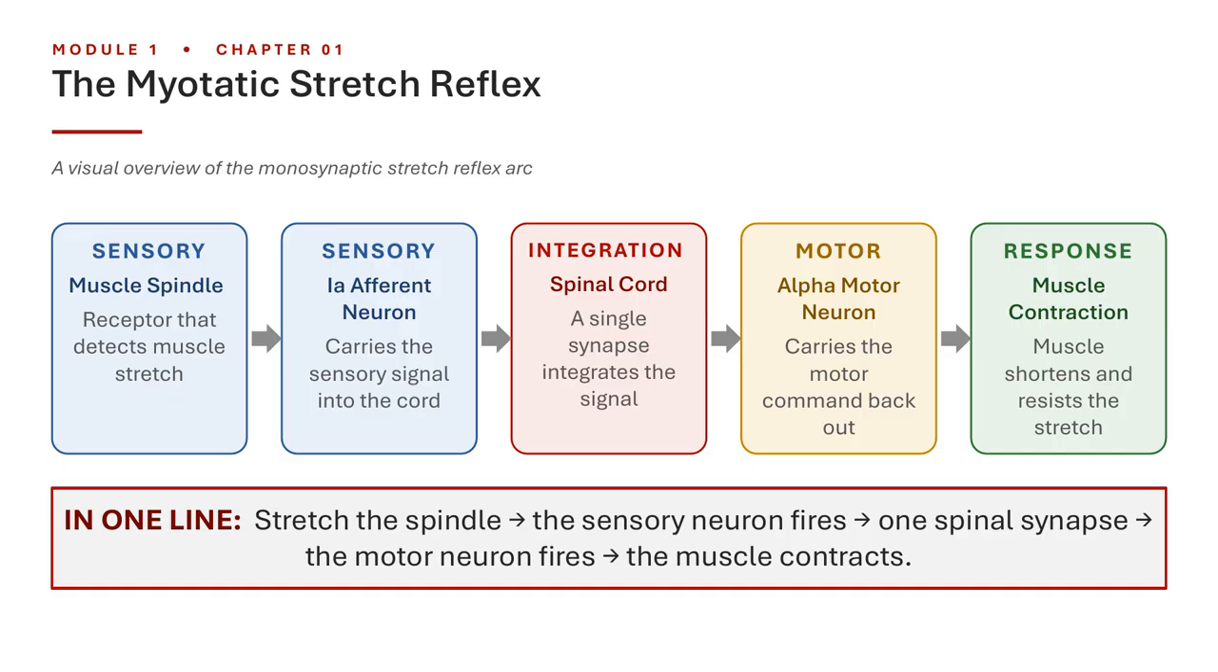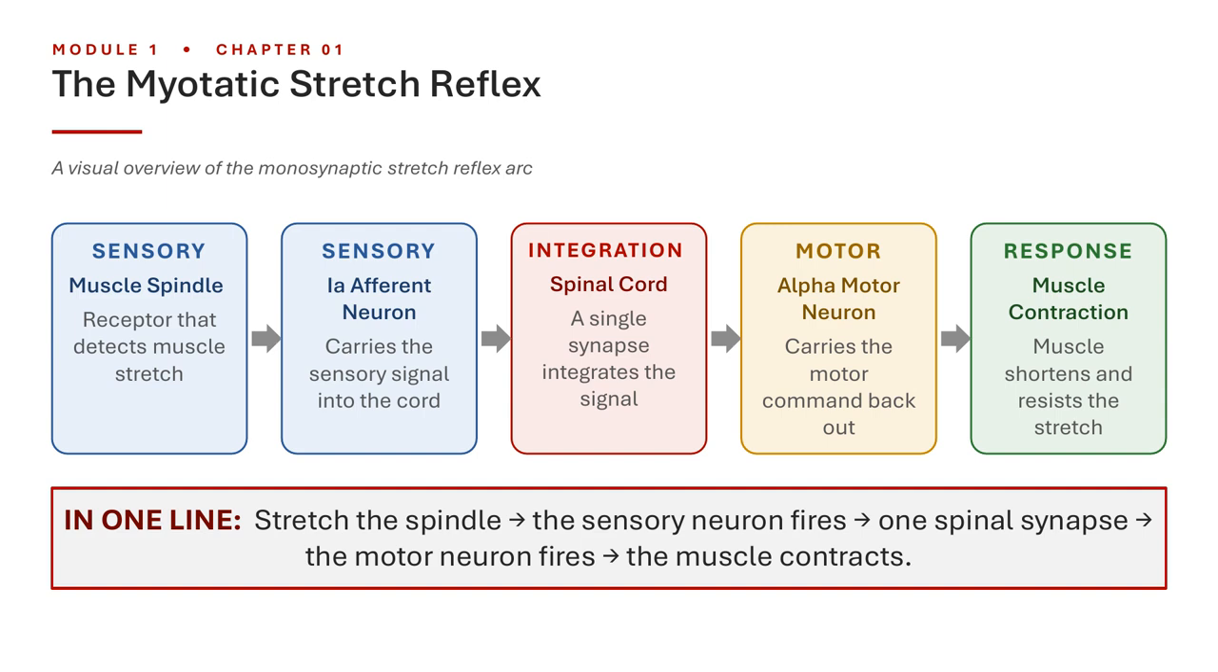From the spindle, a signal travels along the 1A afferent fiber, a large, heavily myelinated sensory nerve, into the spinal cord via the dorsal root. Inside the cord, the 1A afferent makes a direct excitatory synapse with the alpha motor neuron. That's the one synapse that makes this monosynaptic. Simultaneously, it activates an inhibitory interneuron, which we'll return to when we discuss reciprocal inhibition.